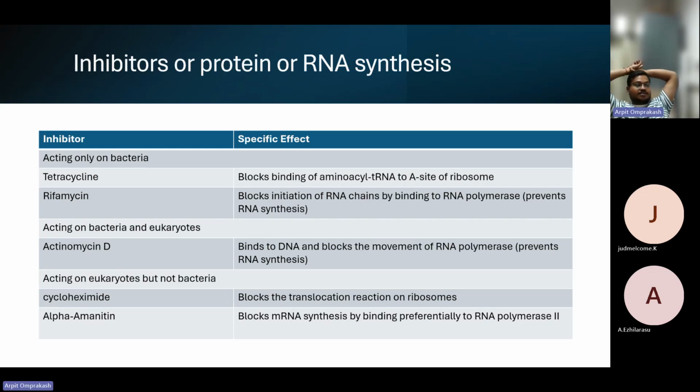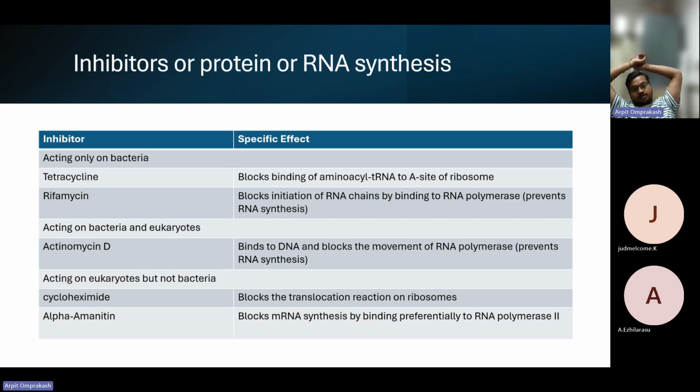So, for example, tetracycline blocks the binding of amino acyl tRNA to the A site of the ribosome, and that's how it disrupts translation. Again, another inhibitor which works only on bacteria is rifamycin, because it blocks the initiation of RNA chains by binding to bacterial RNA polymerase, and prevents RNA synthesis.